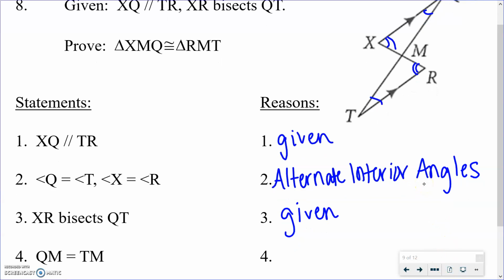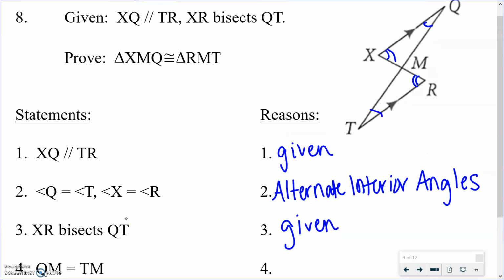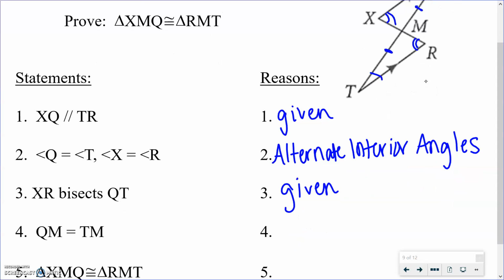Okay, and then it says QR bisects QT. Okay, well, what does bisect mean? It means it cuts QT in half. So that means that this part of QT and this part of QT are the same because XR bisects those. Okay, so then that gives us our next piece. QM is equal to TM, and that's because of the definition of bisect. We know those are cut in half.